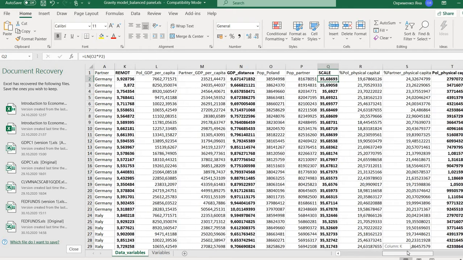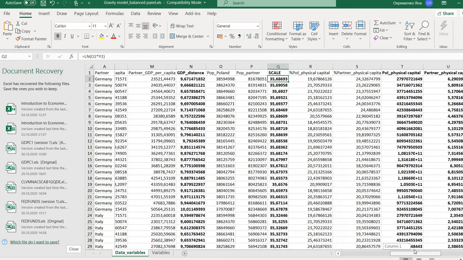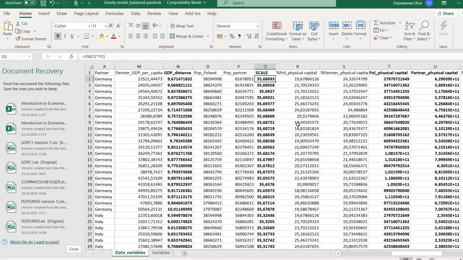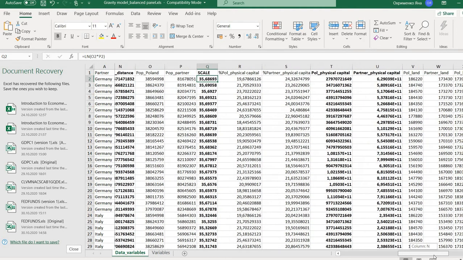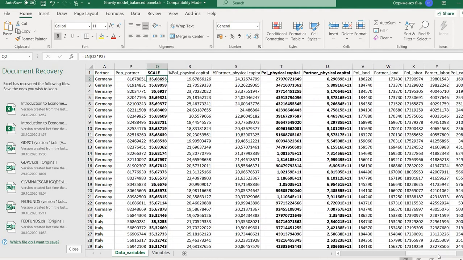Finally, we proceed to factors endowment. Okay, so as far as I remember, here I had data about the proportion of physical capital to GDP. Then I just multiplied it by GDP to get the stock of physical capital in Poland and partner country. By the way, everything except the volume of international trade and geographical distance was taken from the World Bank.